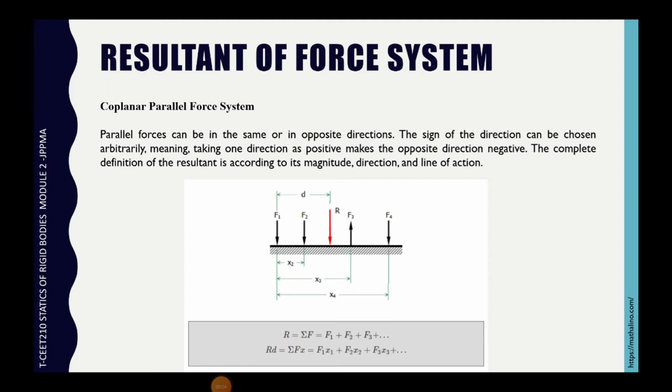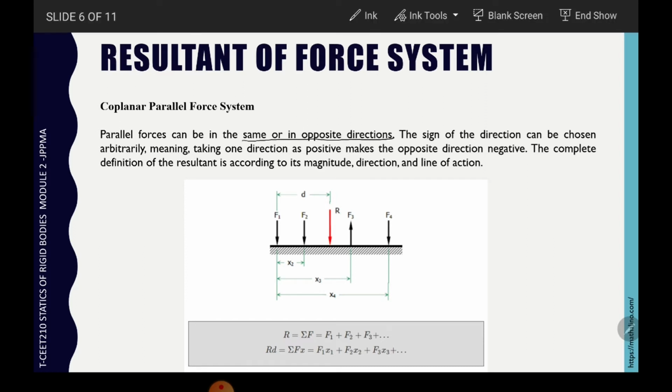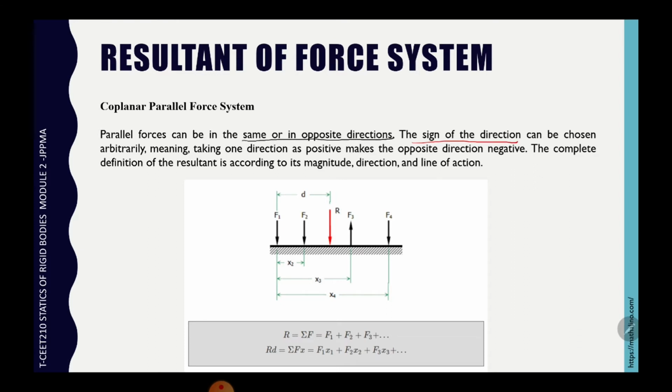Coplanar parallel force system. So parallel forces can be in the same or in opposite directions. So the sign of direction can be chosen arbitrarily, meaning taking one direction as positive makes the opposite direction negative. So the complete definition of resultant is according to its magnitude, direction, and line of action.